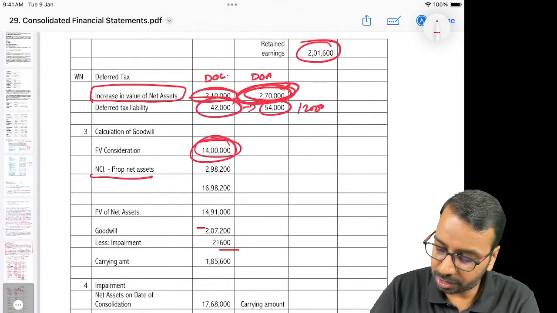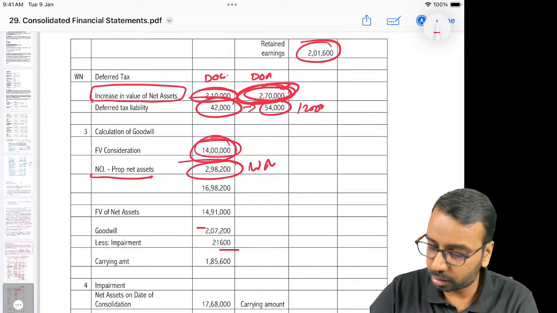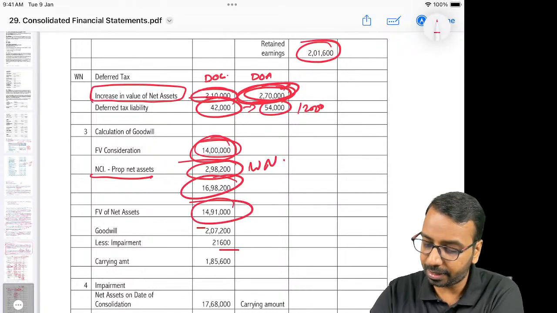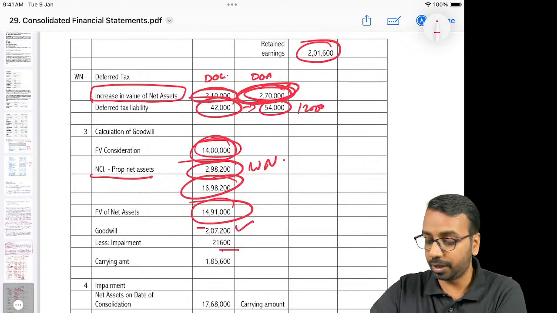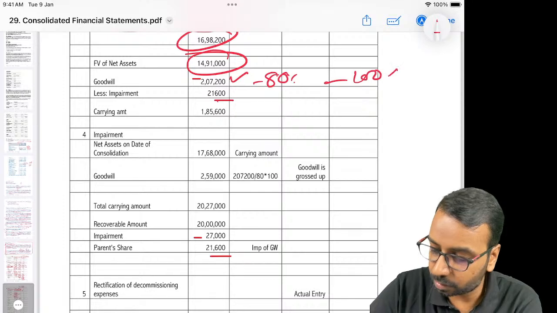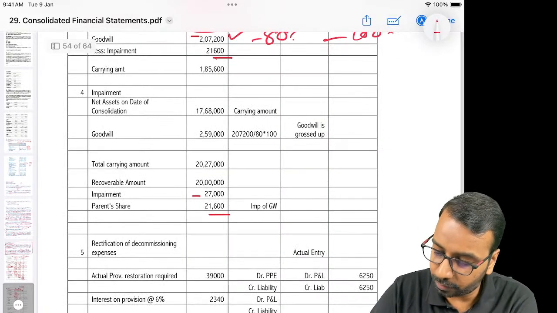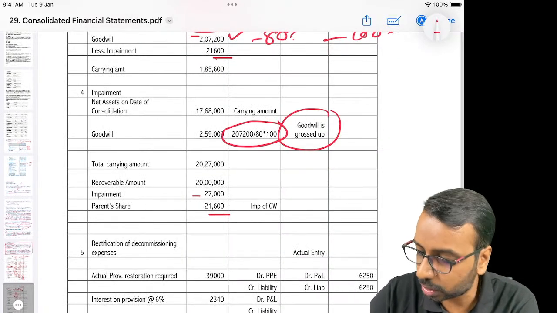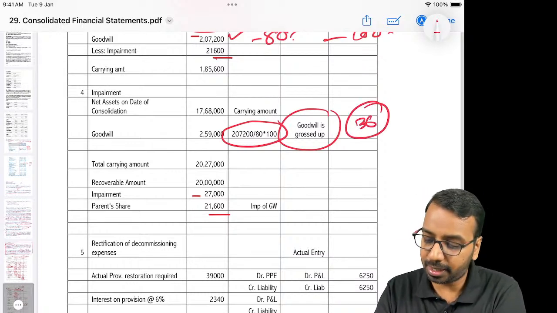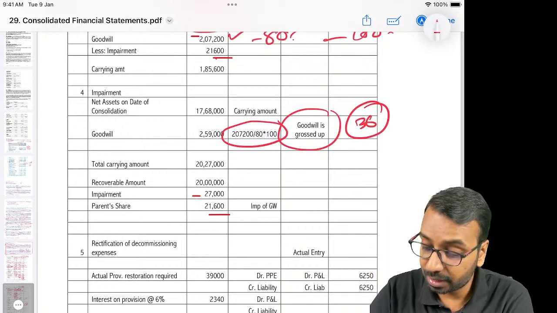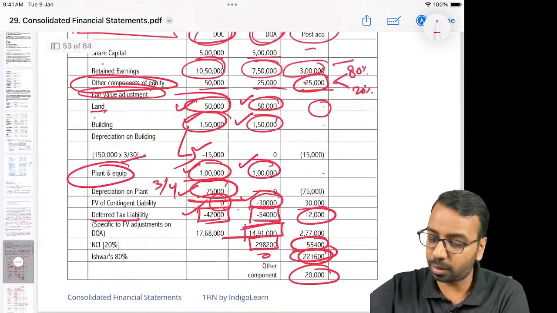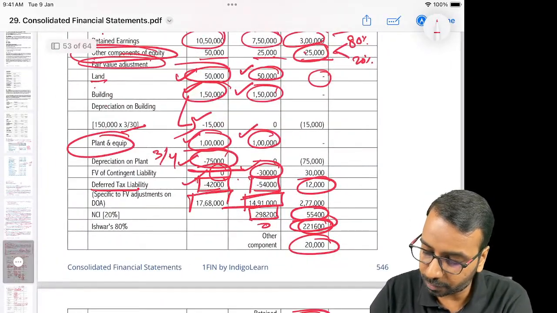Okay, NCI proportionate share in net assets, from the working note above we can get 1698. Fair value of net assets we have already calculated. This is the goodwill. Impairment, now this is very important. This goodwill is 80%. We have to make it 100% goodwill. So while calculating goodwill, you have to take 100%. Goodwill is grossed up. If you have forgotten, revise the impairment concepts that you have learned in Ind AS 36. 259 is the goodwill. Net asset on date of consolidation 1768. How did we get it? We got it from here.